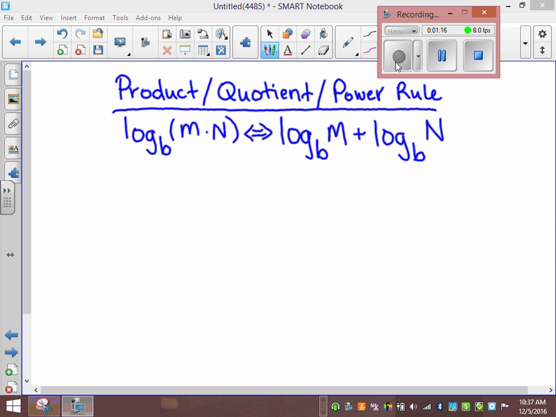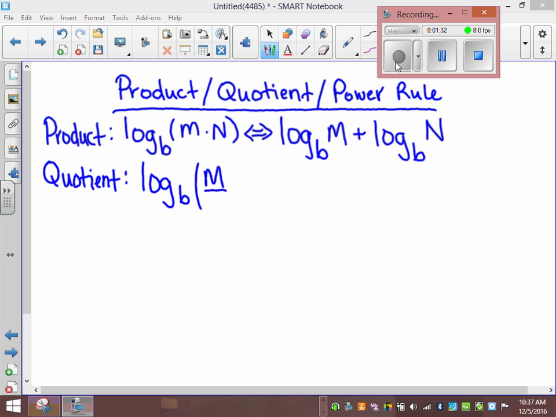Okay? Along with this is the product rule. Along with that rule is the quotient rule, which is log base b of m divided by n. You can separate with a subtraction.